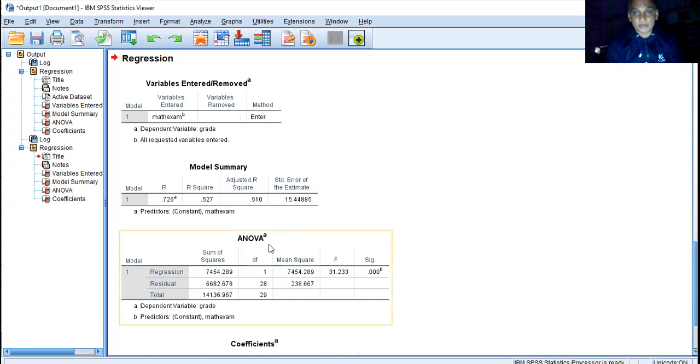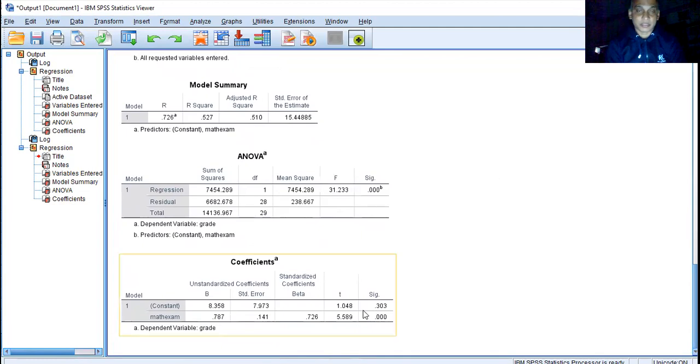If you look at the ANOVA, here you can see the F value is coming to 31 something, and significance is 0.000. It is highly significant. The same value we are going to get for the t-test also, for the math exam, taken in relation to the final grade that the student has got. The t value is 5.589 and significance happens to be 0.000.